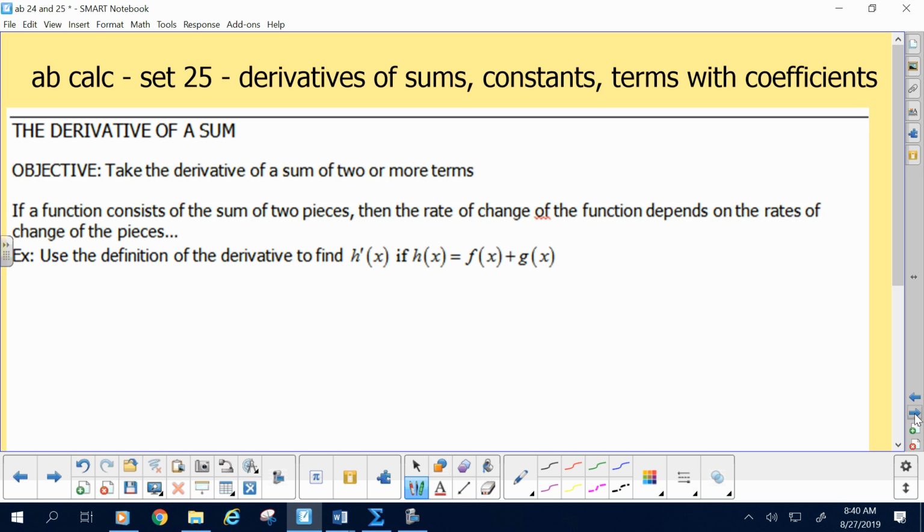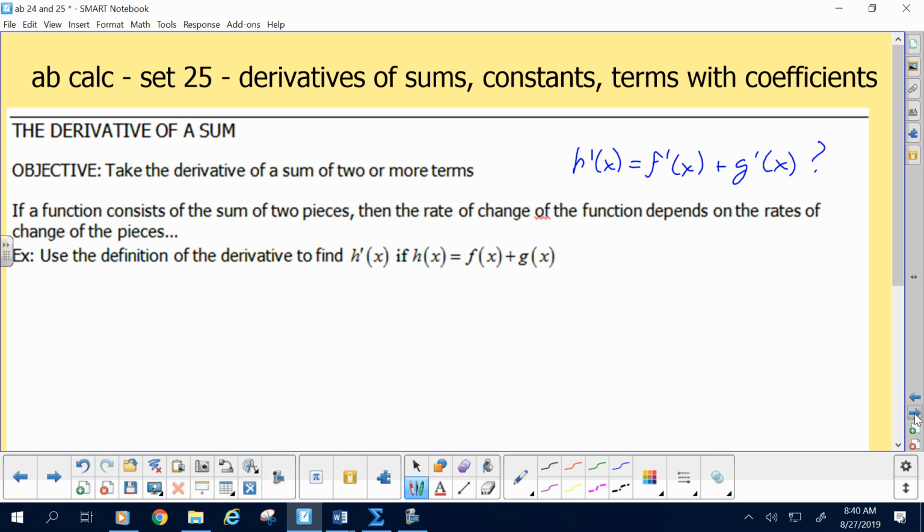For derivatives, the question is, if you get a function that's a sum of two separate functions, maybe x cubed plus 5x squared, can you just take each guy's derivative individually? Well, that's the hypothesis. Is h prime of x just equal to each guy's derivative? Can you just do each guy's derivative?